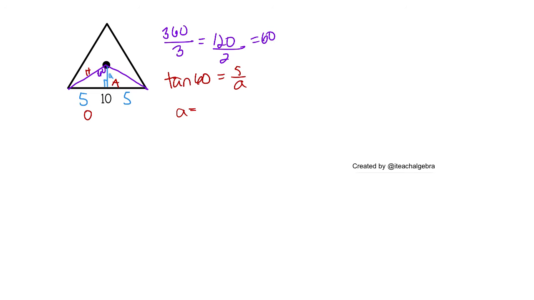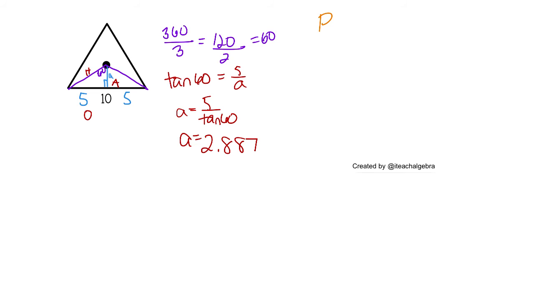What that boils down to is I trade tangent of 60 and A spots and rewrite it pretty much like that. I put this in my calculator, and I get that A is equal to 2.887. So our apothem is just shy of 3 units long.